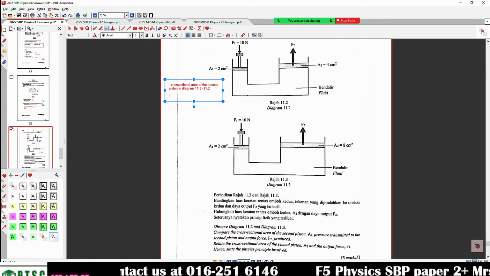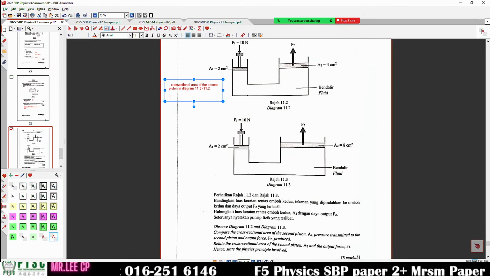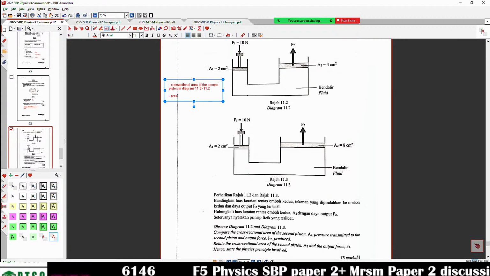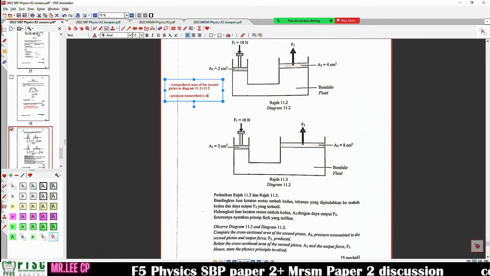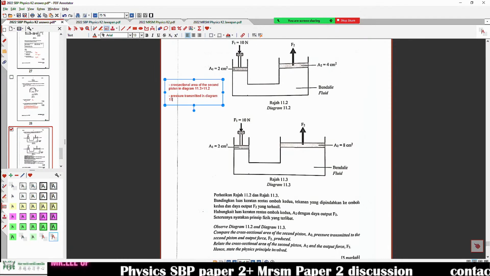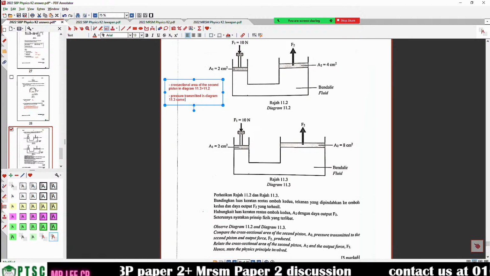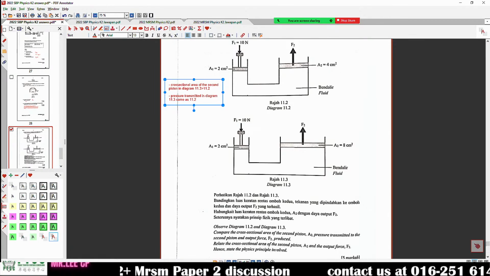Okay? Pressure transmitted to the second piston and output force. Compare the pressure transmitted. The pressure transmitted in diagram 11.3 is the same as in diagram 11.2.